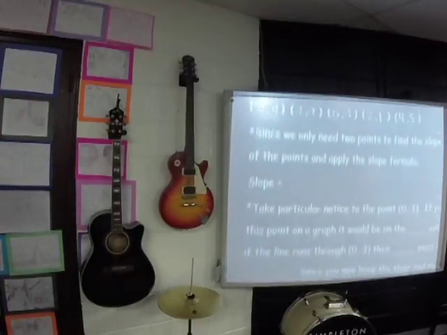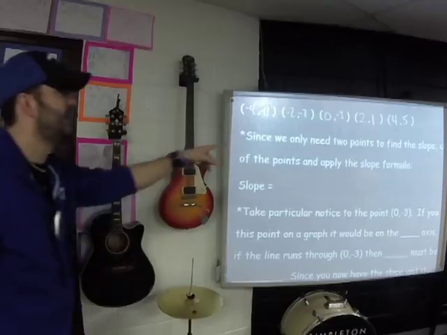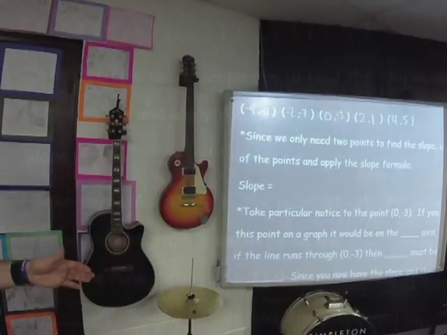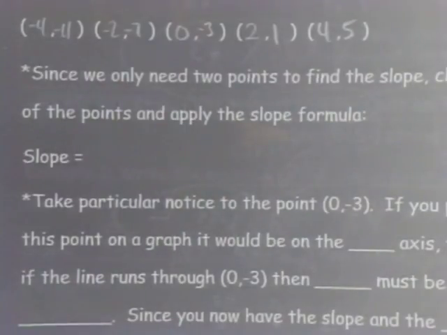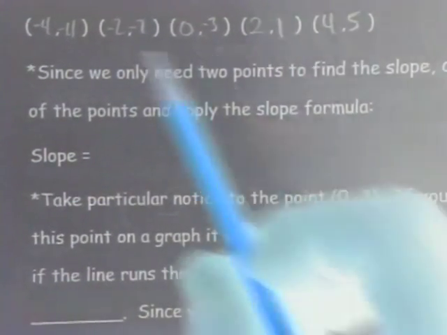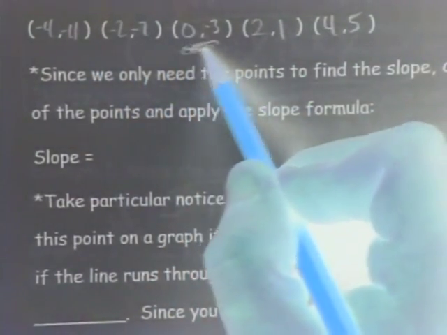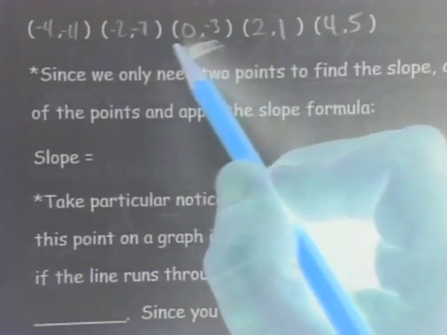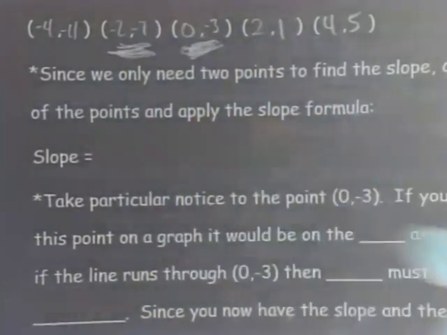By the way, it says right here, since we only need 2 points to find the slope, choose any 2 points, and then let's find the slope. So let's just choose any 2 points. 0, -3, because there's a 0 in it, makes things easy, right? And then 2, -7. All right. Let's go with these 2 points.